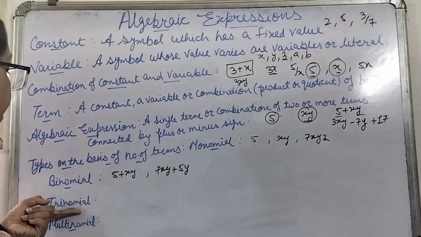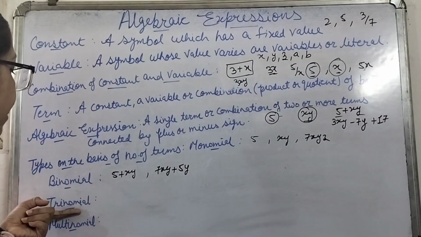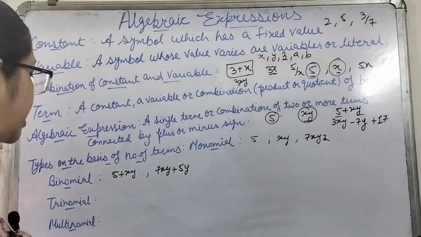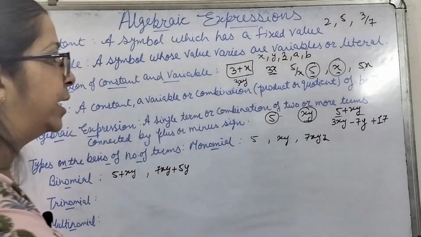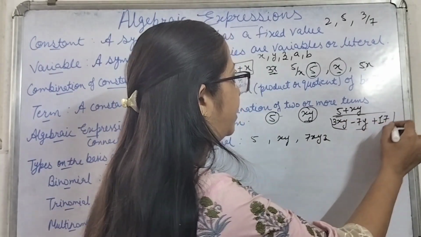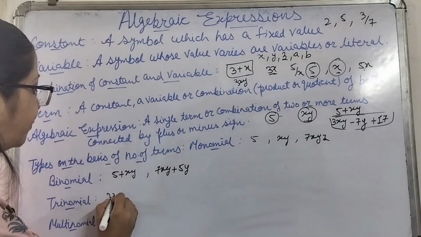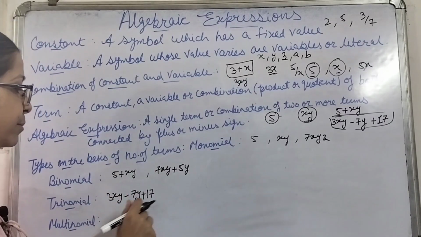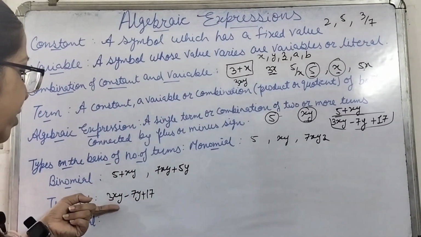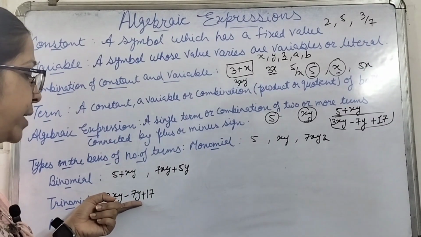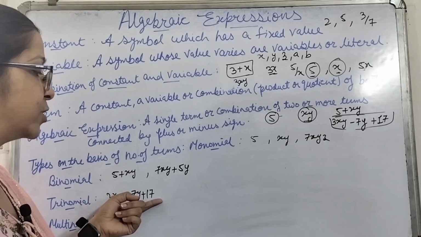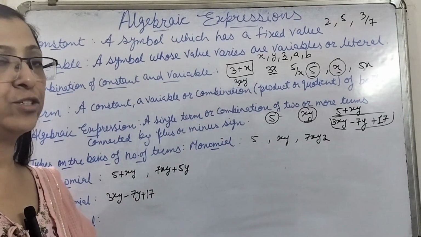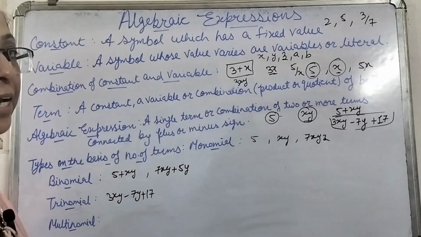If the number of terms in the algebraic expression is exactly 3, then such algebraic expressions are known as trinomials. If I take this as an example, it is 3xy minus 7y plus 17. In this algebraic expression, there are three terms. One is 3xy, another is minus 7y, and the third term is 17. So when there are three terms in any algebraic expression, we say it is a trinomial.